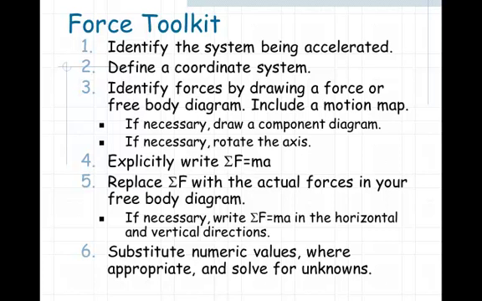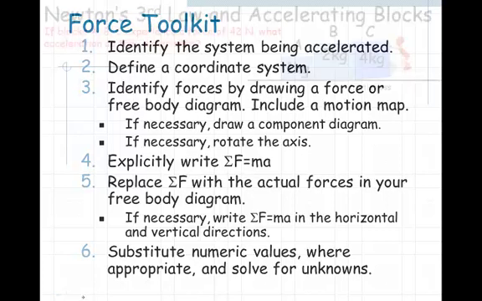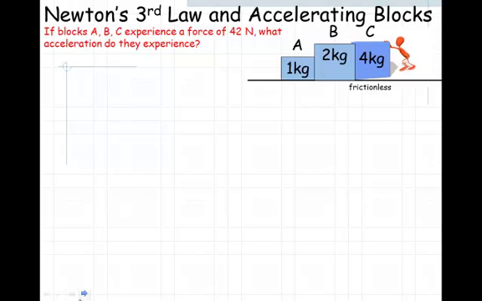Remember, we always have to apply all parts of our force toolkit. So going back to the first question, if blocks A, B, and C experience a force of 42 newtons, what acceleration do they experience? So our first step is always to identify the accelerated system. And in this case, the accelerated system is all three blocks A, B, and C. Step 2 is to identify the coordinate system, and we'll say that to the right is positive.